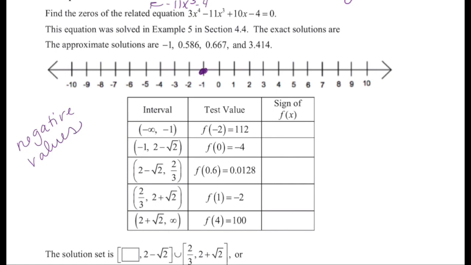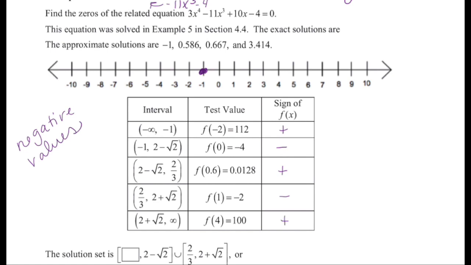So between negative infinity and negative 1, our option is negative 2. Of course, you could choose any value in that interval, but all I care about is that it was a positive value. Between negative 1 and 2 minus the square root of 2, I chose 0. And when I substitute 0 in, I end up with a negative. Between 2 minus square root 2 and 2/3, I chose 6/10. We have a positive value. Between 2/3 and 2 plus the square root of 2, I chose 1, ending up with a negative value when substituting. And finally, 2 plus square root 2 to infinity, I chose 4, which was a positive value.